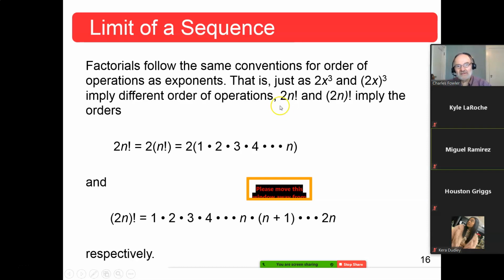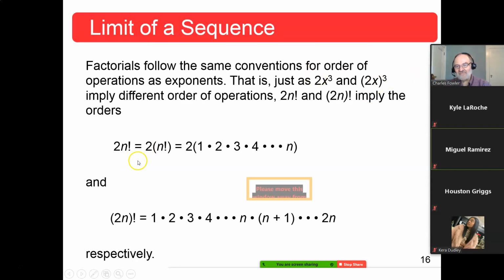Okay? Now, what if it was 2 times 4? That would be 8. 8 factorial would be 8 times 7 times 6 times 5 times 4 times 3 times 2. Whoa, it's way, way bigger than 2 times n factorial. Just like this is way bigger than that.